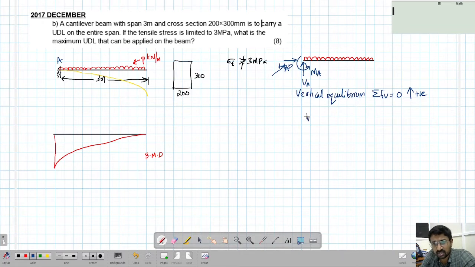So what is the upward force here? VA is there. Then we have the P here. P kilonewton per meter is in the downward direction. So the total force will be P into length, 3 meters. So this will be minus. So these are the vertical forces. There are no other vertical forces. There is a moment here, and that is not a vertical force. There is a horizontal force, that is not a vertical force. So this is equal to 0. That means VA will be equal to 3P. So one reaction we have got. Now for the second reaction, we have to find the moment equilibrium or rotational equilibrium.